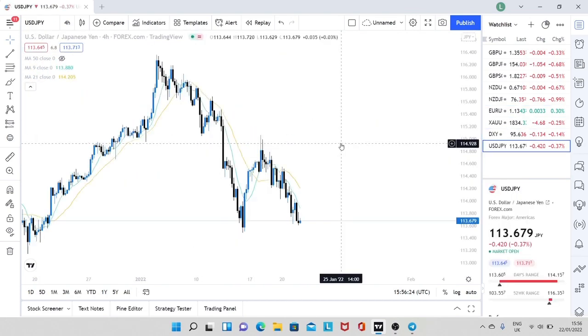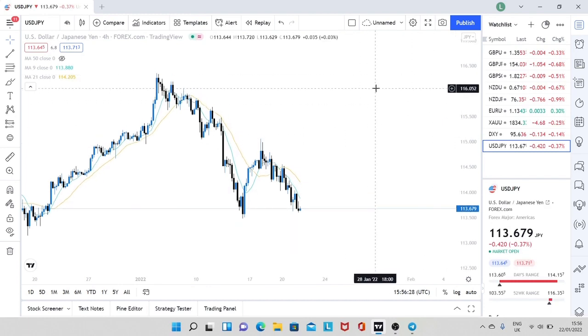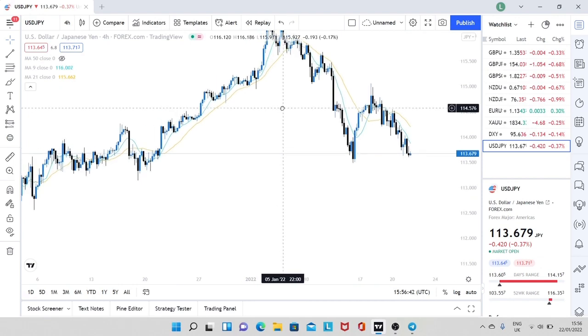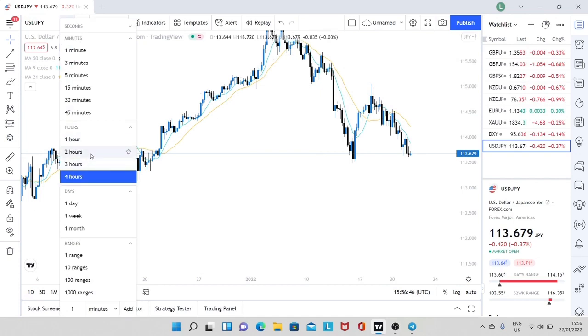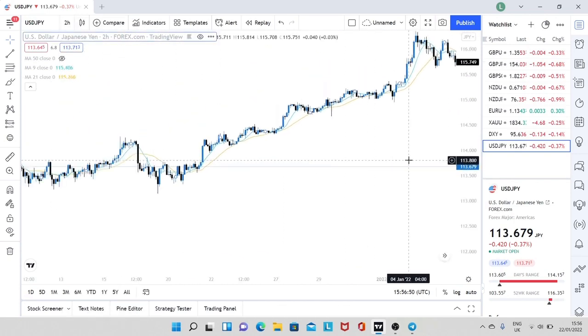Now, how do we get a higher probability trade? So obviously trading with the moving average crossover is great, but how do we ensure that we trade with a crossover while also trying to get the best risk to reward, while also trying to make the trade as high a probability as possible? And for that, it's really, really simple. So I'm just going to drop down to the 2 hour on Euro USD JPY here.